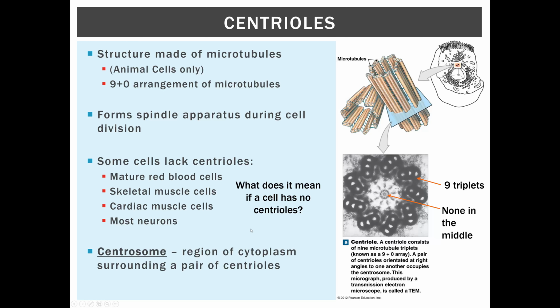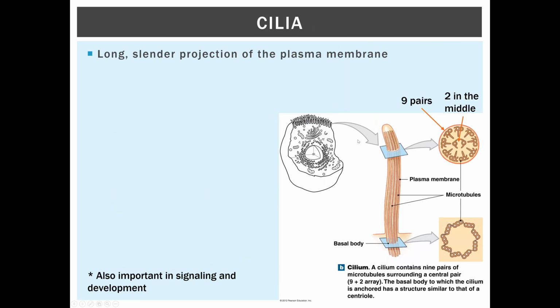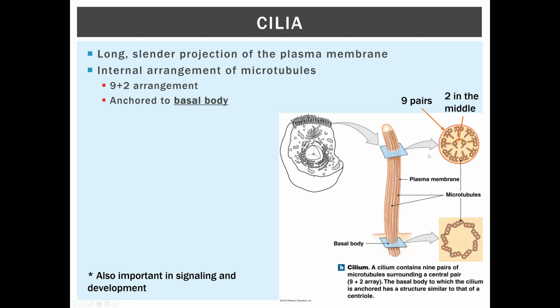And then the centrosome is a region of cytoplasm that is found close to the nucleus, and it surrounds a pair of centrioles. So 2 of them together make up this area around the nucleus called the centrosome. Cilia are long, slender projections of the plasma membrane, and cilia are made up of microtubules. So if you remember, the centrioles had a 9+0 arrangement, whereas the cilia have a 9+2 arrangement. And what that means is that there are 9 pairs around the outside and then 2 microtubules in the middle.